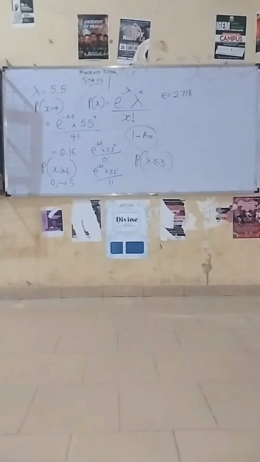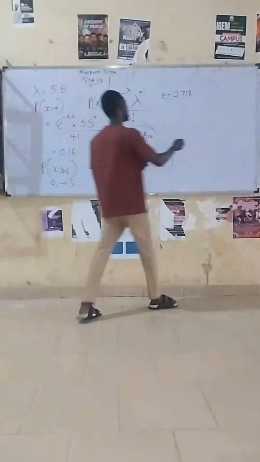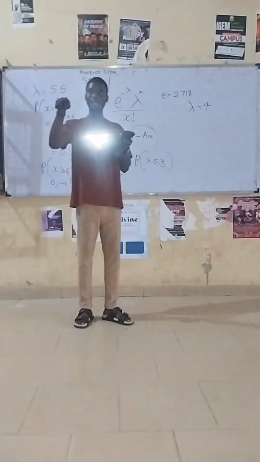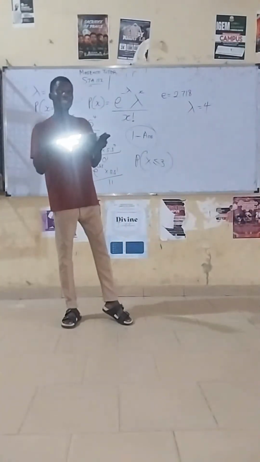Then number 5. I'm not doing number 5, I'll just explain to you. You got number 5 now. Poisson is given, lambda is 4 for this one. I just want to explain, I'm not solving it. Lambda is 4 for number 15. We are at number 15 now. For Poisson, lambda is 4.